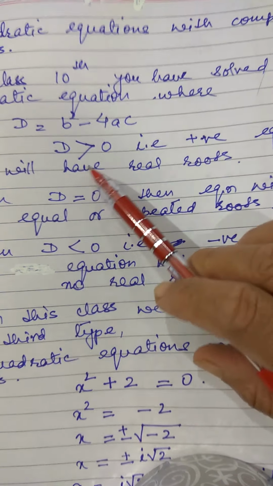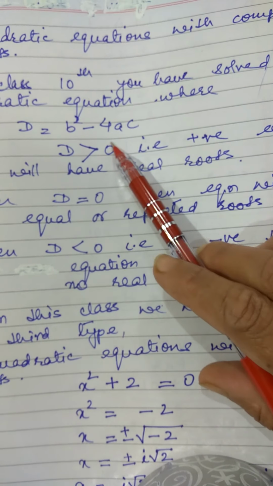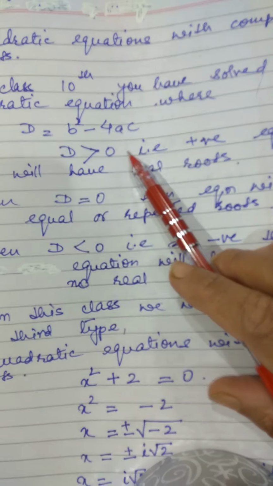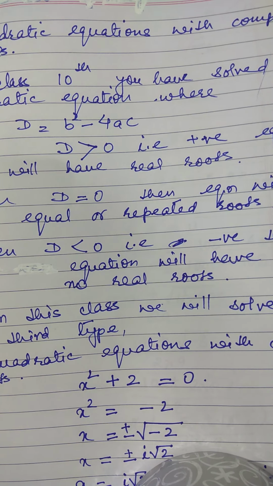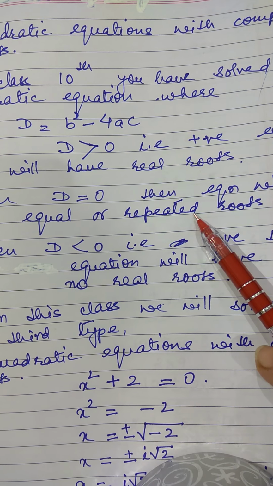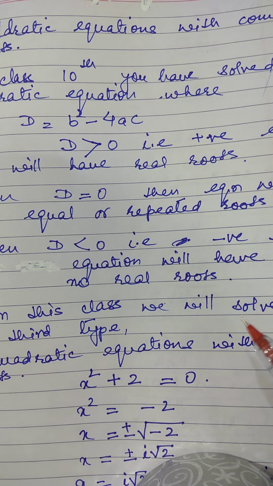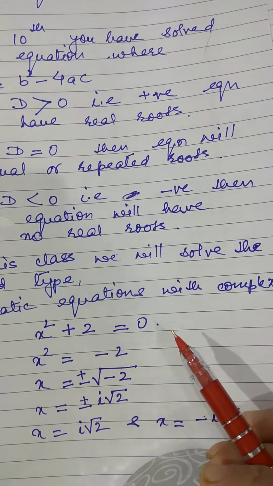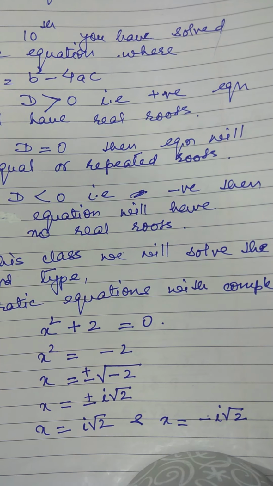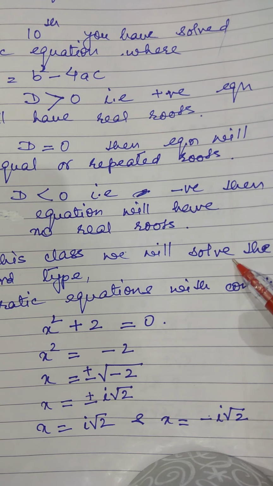That is, the discriminant was greater than or equal to 0. Discriminant is b square minus 4ac. You know all these things. If D is greater than 0, that is, if it is positive, the equation will have real roots. If D is 0, then the equation will have equal or repeated roots. But in case D is negative, you were asked to leave the question there and write that the equation will have no real roots.